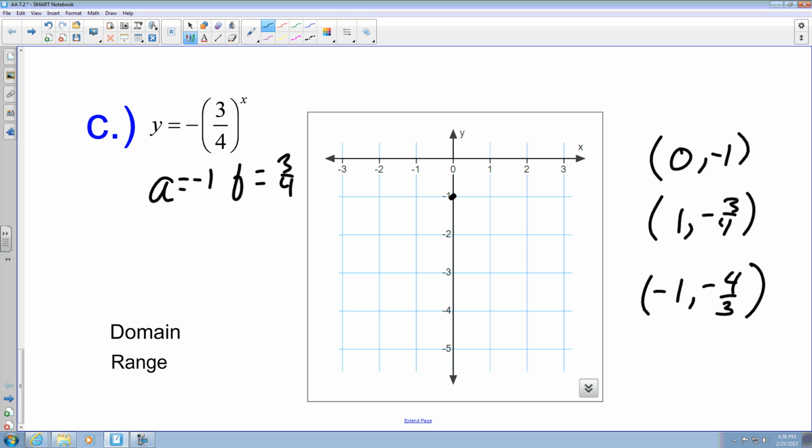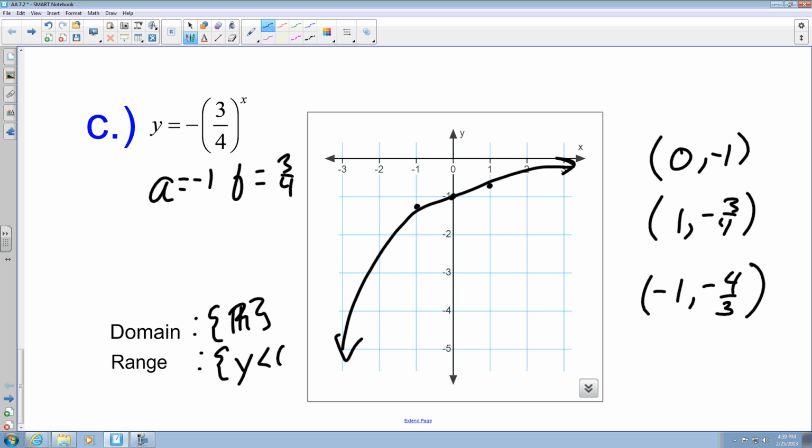So plotting these points, I have 0 and negative 1. I have 1 and negative 3/4, so that would be right about there. And I have negative 1 and negative 4/3, so that looks something kind of like this. Again, domain is all real numbers. And my range here would be y is less than 0, because any y value I get here is going to be negative.